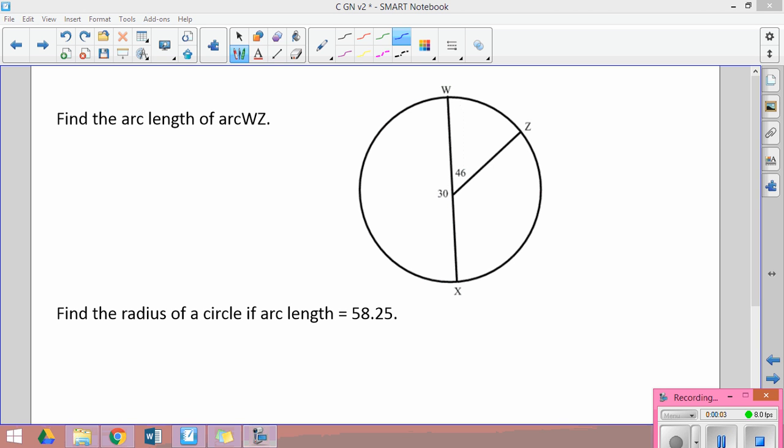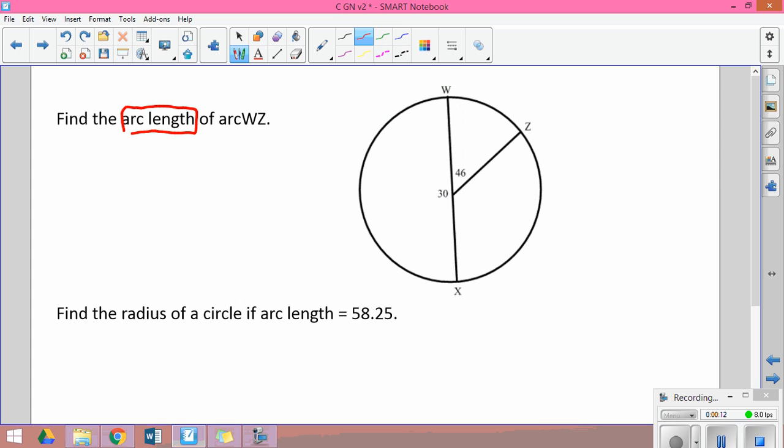So our last two examples for this section are here. Find the arc length. Now really be careful. Arc length is not the same as arc measure. Okay? Arc measure is degrees. Okay, it relates to the central angle.